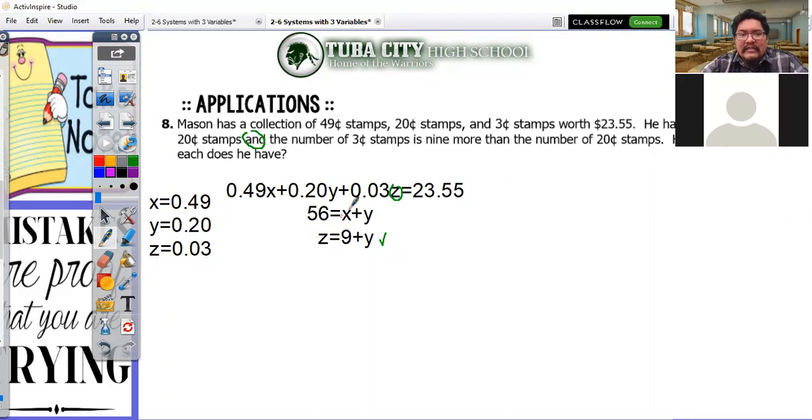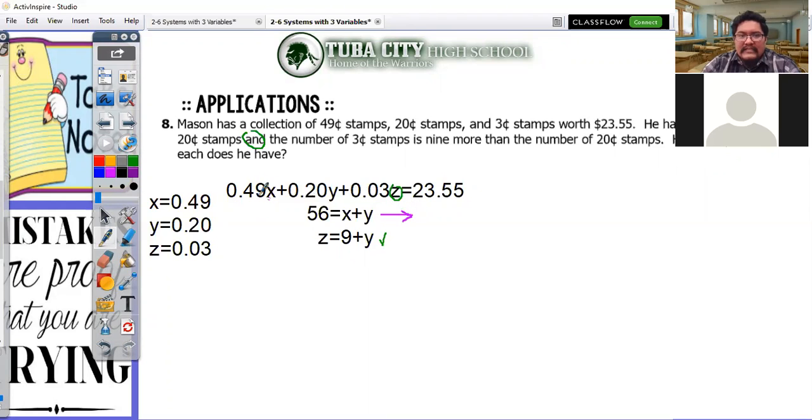So this means that I would need to solve this one for X or Y. Now the question is, which one do I want? I don't like the 49. And again, I could pick either one. I could pick this one and solve it for X or Y. But I don't want that 49 there. So I'm going to get rid of the 49. And again, you can do either way, both ways, doesn't matter.